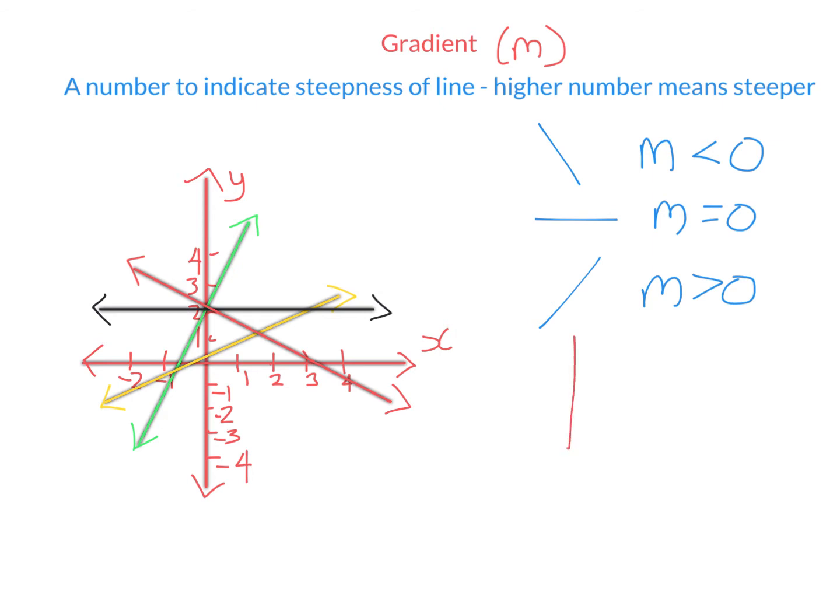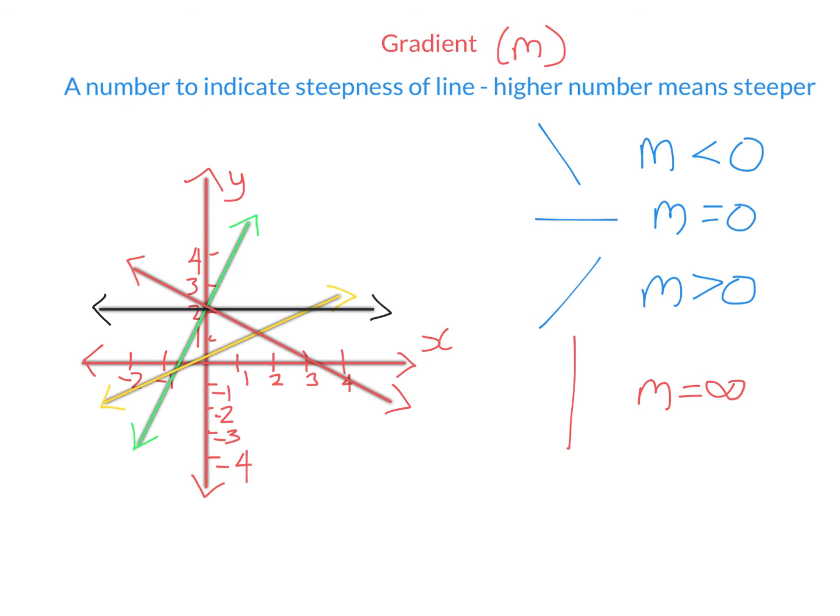Turns out, if you have a perfectly vertical line, there's no gradient. It's infinite or undefined. If we look at all the lines here, the green line and the yellow line would both have a positive gradient. I know that because they're both leaning to the right. The green line would have a higher gradient because it's steeper or more vertical than the yellow line. The black line is perfectly horizontal, so its gradient would be 0, and the red line is leaning to the left, so it would have a negative gradient.